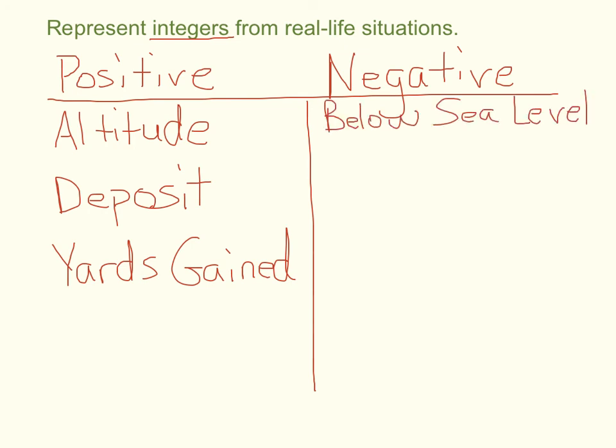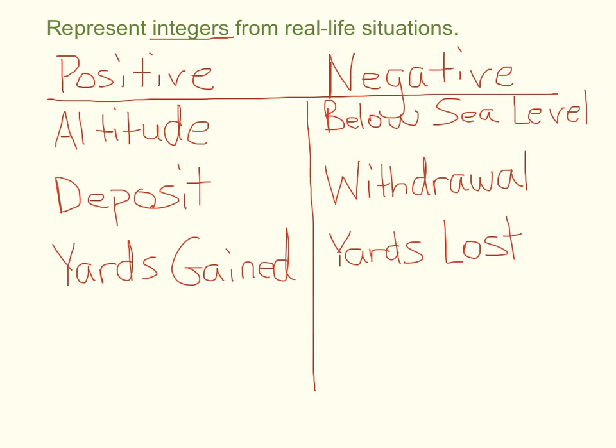Below sea level would indicate a negative number. That's how far below the ground you are. A withdrawal is another negative number. That's money you take out of the bank. And yards lost is another negative number. If you lose yards in a football game, that's a negative number.